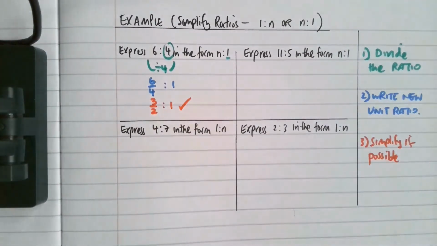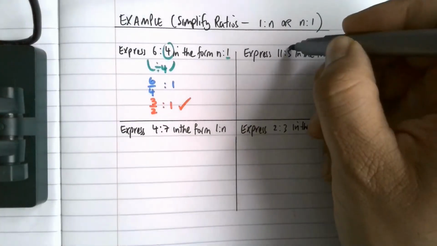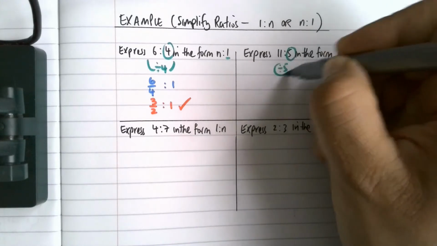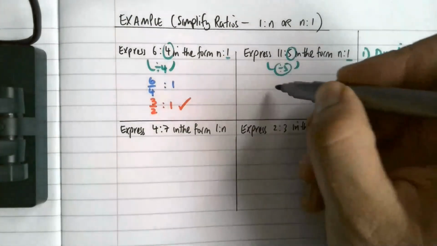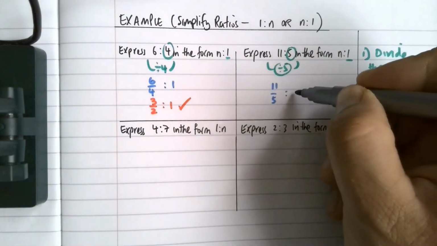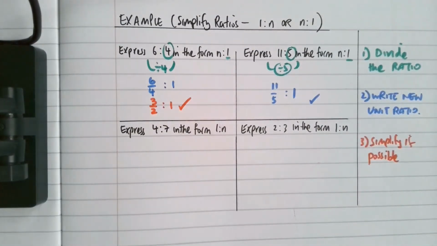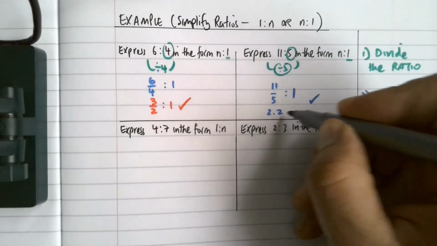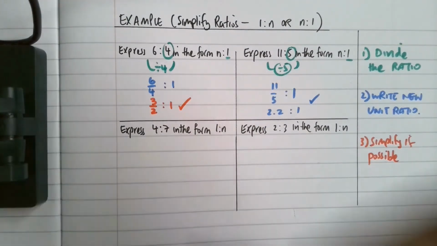So for example, if there were 6 red M&Ms in a bag and 4 blue M&Ms, what we're saying is for every 1 blue M&M there's going to be 1.5 red M&Ms. Okay? For the second one, we want it in the form n to 1, so where the 5 is, that has to go down to 1, so we divide both parts of the ratio by 5, so we get 11 over 5 to 1. We can write that as 2.2 to 1. So in other words, if there's 11 green M&Ms in a bag and 5 brown M&Ms in a bag, what that says is for every 1 brown M&M there will be 2.2 green M&Ms.